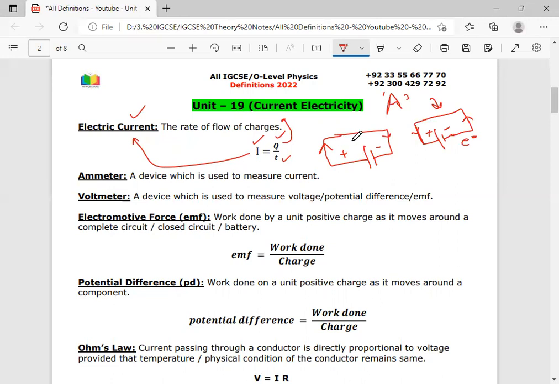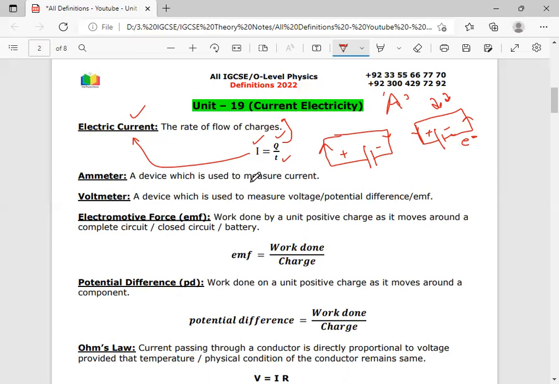So the current which flows due to the positive charges from the positive to the negative terminal is called conventional current, and the current which flows due to the movement of the negative charges, that is electrons, from the negative to the positive terminal is called electron current. This current actually exists, but by default we have to mention the direction of conventional current in the circuits.